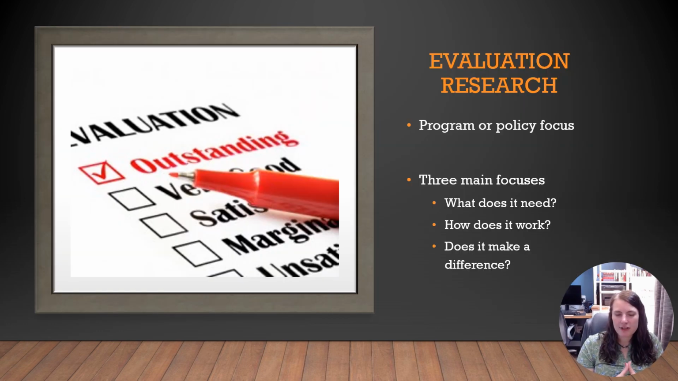The final type of research is evaluation research. This type of research focuses on a specific program or policy. Evaluation research asks one of three different questions. Evaluation can be done before a policy or program is put into place in order to determine what types of needs are present. It can be done during a program's or policy's implementation, asking the question of how does it work, or it can be done after a program or policy has been implemented with the goal of determining whether or not it has made a difference.